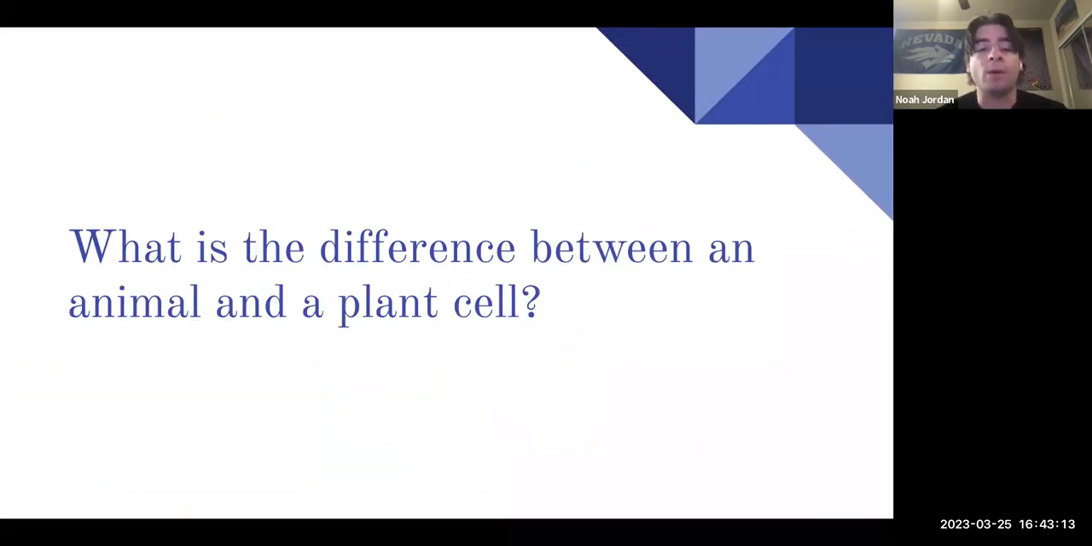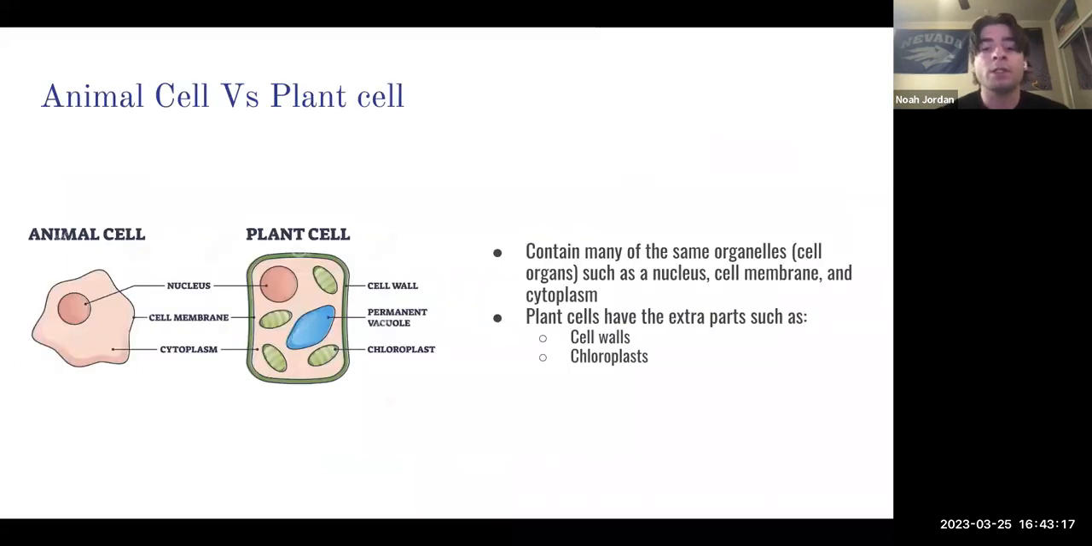So first we're going to ask, what is the difference between an animal and a plant cell? They do contain many of the same organelles, which are the tiny little organs that are in cells, except the plant cell has the extra organelles of cell walls and chloroplasts. I'm going to expand upon this a little later when we go over all the functions of some of the main organelles in a cell.